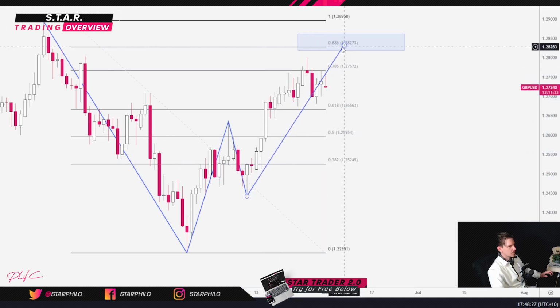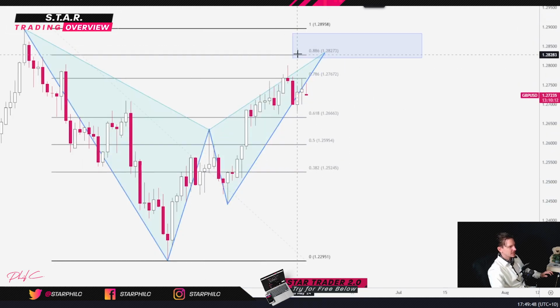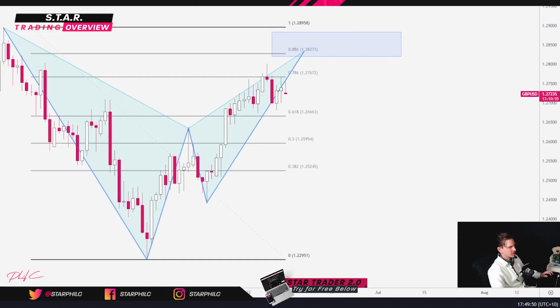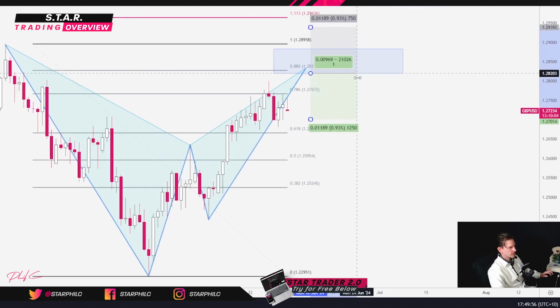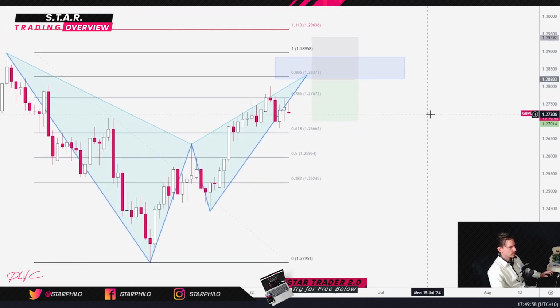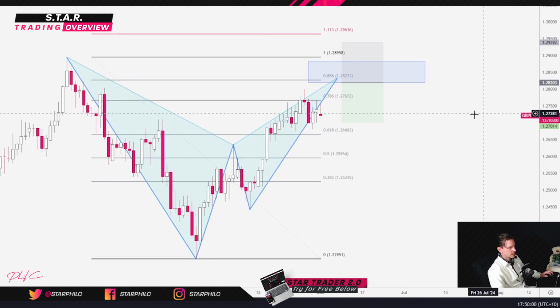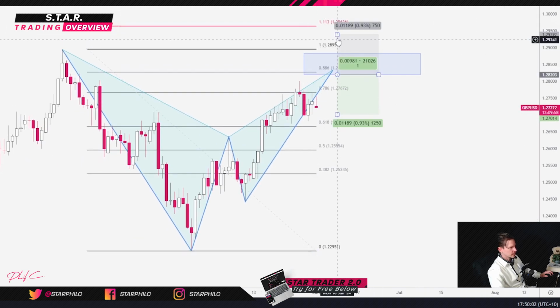If we get that move up into the 886, that completes the bat pattern opportunity for us. This right here is a CD completion. So our entry is at the 886. If I just grab my dealer thingy here, actually, right there, and I drop it in, easy for us to see, and make it this so everyone can see.